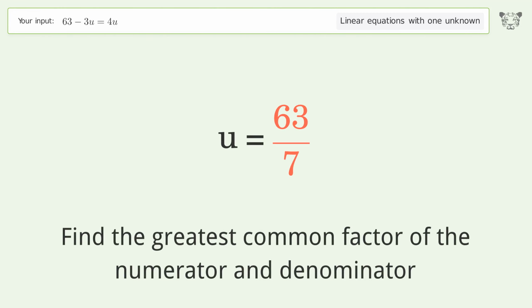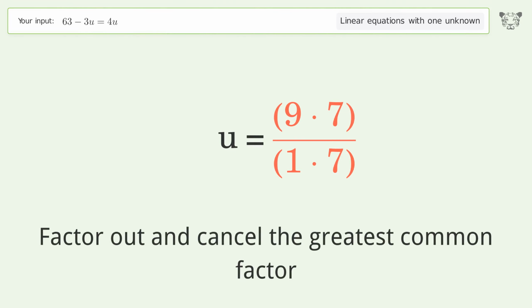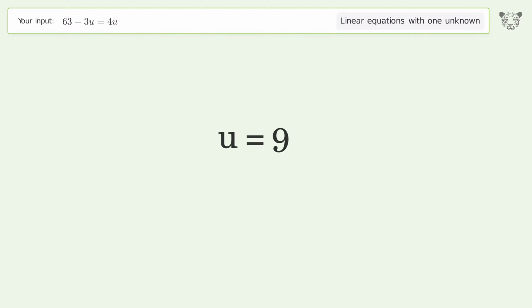Find the greatest common factor of the numerator and denominator. Factor out and cancel the greatest common factor. And so the final result is u equals 9.